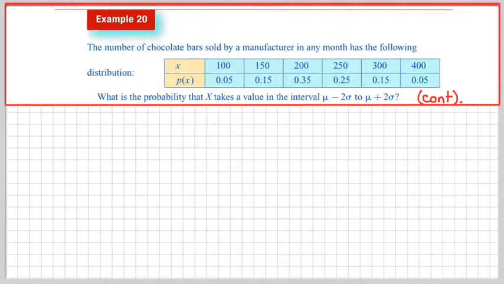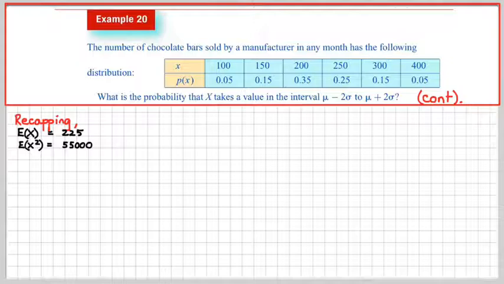We'll get there. Now, where are we up to? Recapping, that's a good idea. The expected value of x was 225. The expected value of x squared was 55,000. So I think we can work out the variance now, don't you? Let's go with that.